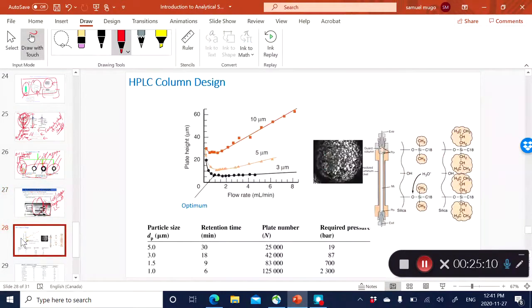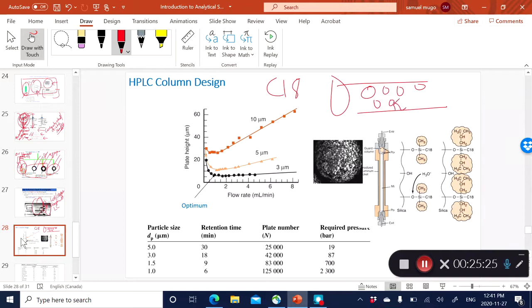As you saw in the virtual lab, the type of column that you use, and most people use C18 columns, is very, very important. C18 columns really just refer to silica beads that have been functionalized with a hydrophobic chain, a hydrocarbon, C18. So there's a C18 chain that is functionalized onto the silica bead. And then, of course, you pack them inside the tube.